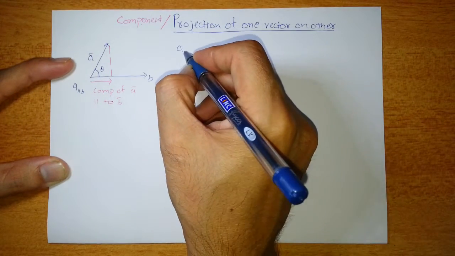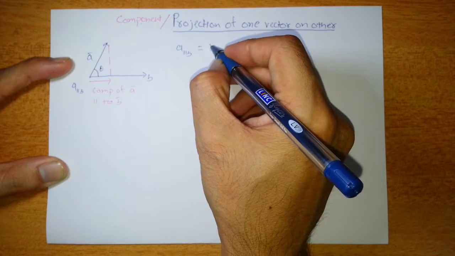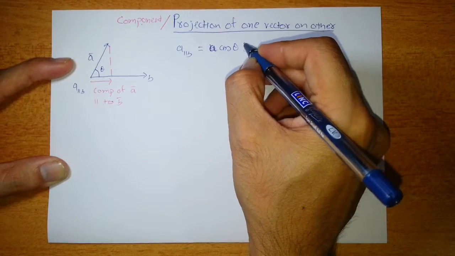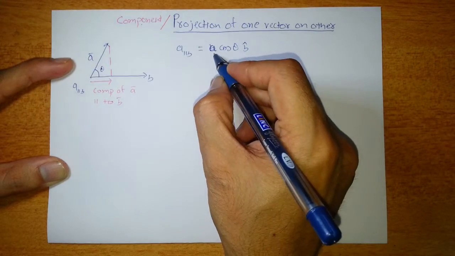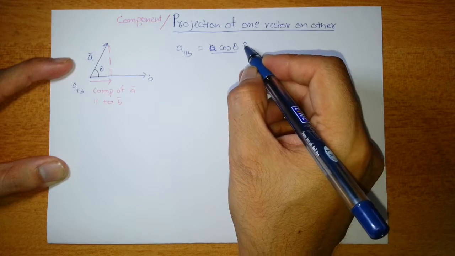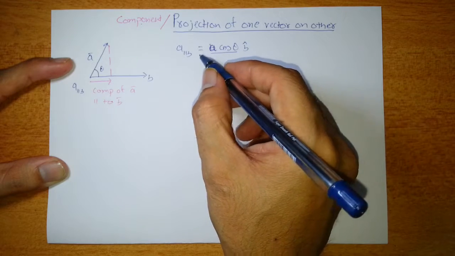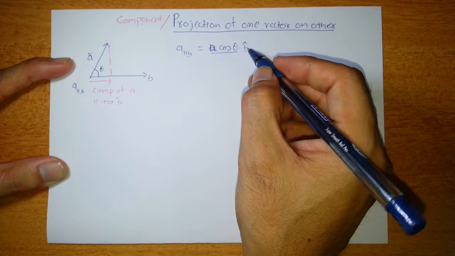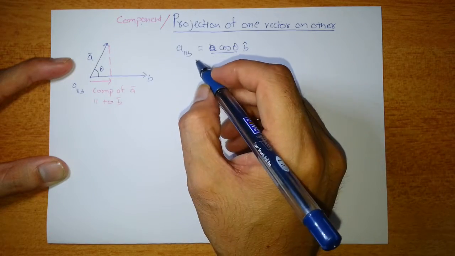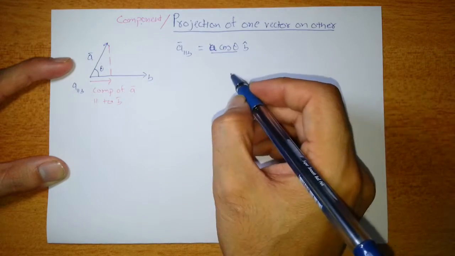So A parallel B has a magnitude of A cos theta, and its direction is along vector B. So the magnitude is this A cos theta and the direction is along the B vector, so we can add a B cap. You must have watched the previous videos where we explained the component of a vector and a unit vector. So A cos theta B cap is nothing but the component of A parallel to B, which we named A parallel B. So how do we calculate this?